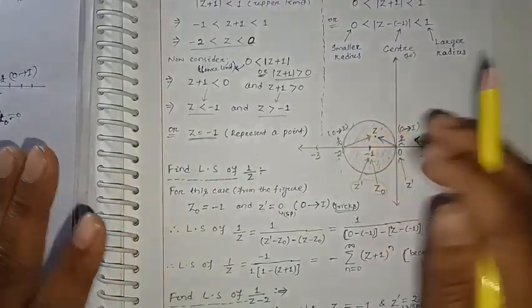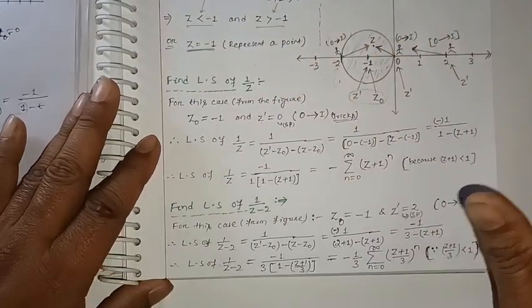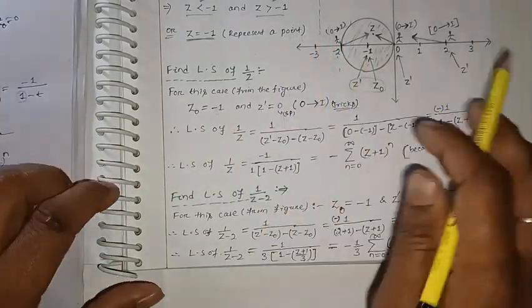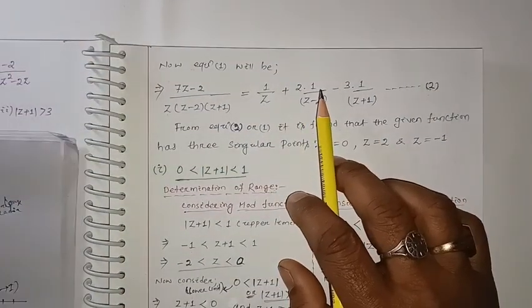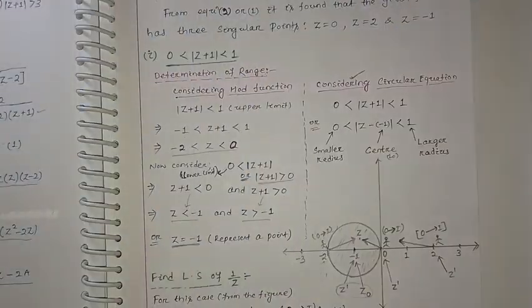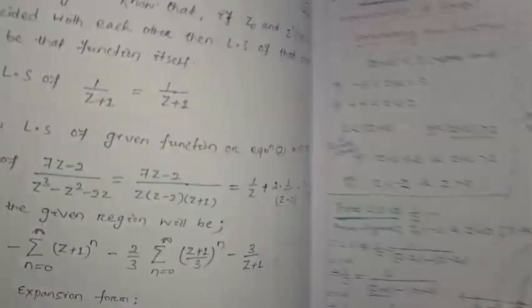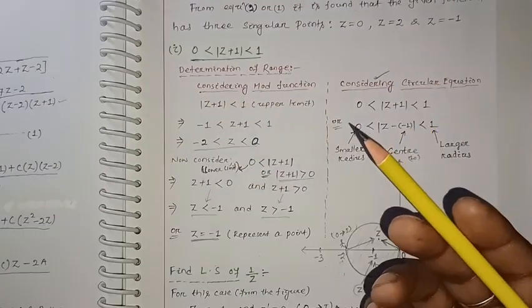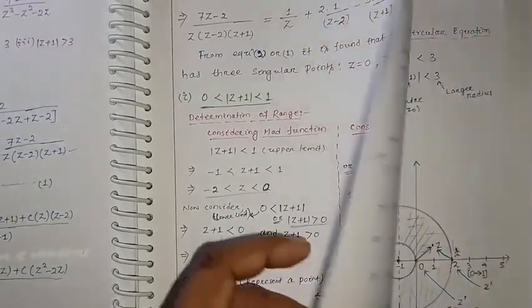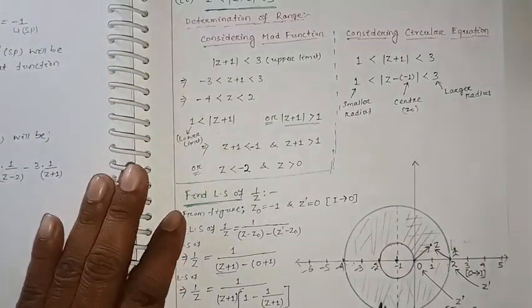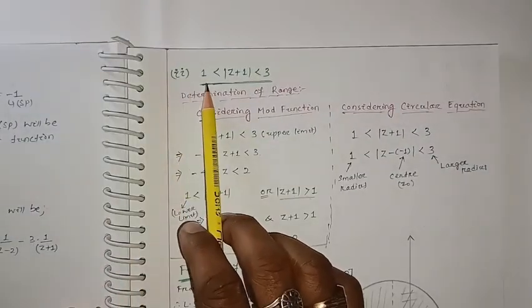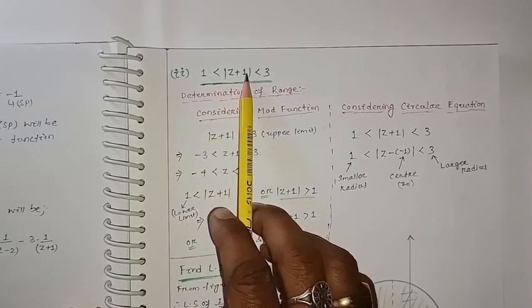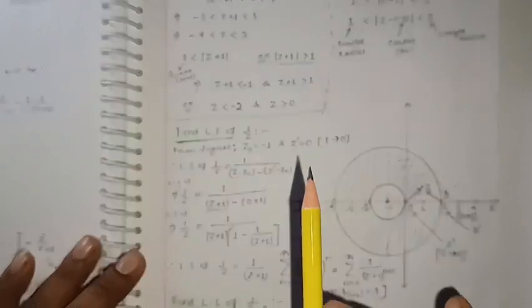If you draw the figure, your 70% work has been completed. Then you have to find the Laurent series one by one and put them in the main function, right? Likewise, you can also validate the result of this one. Suppose I consider 1 by z minus 2, for this range also you can validate by considering t equal to z plus 1. Now I am going to validate this for you. This one, the second bit, that is 1 less than mod z plus 1 less than 3. I'm going to validate it for 1.